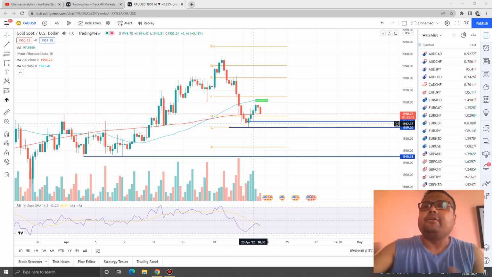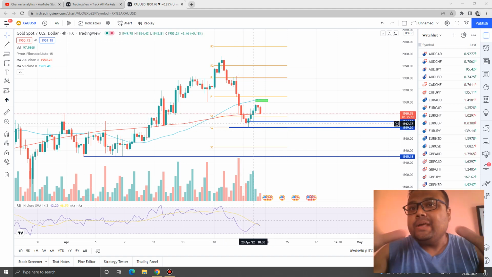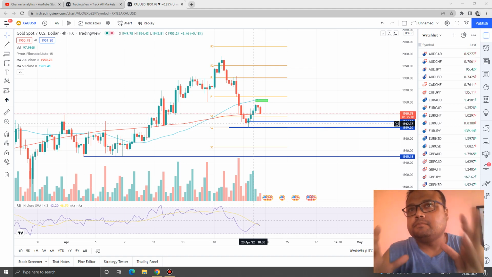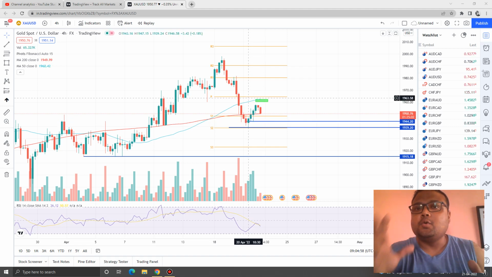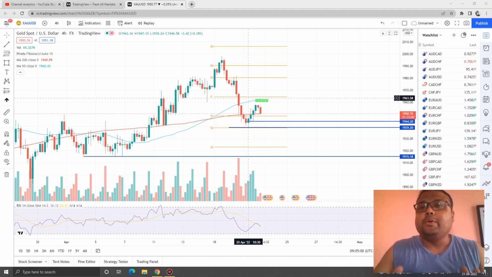Gold kind of recovered also, but again we can see that gold is showing some kind of weakness. So overall, we still cannot be too sure that we have a trend reversal on gold.